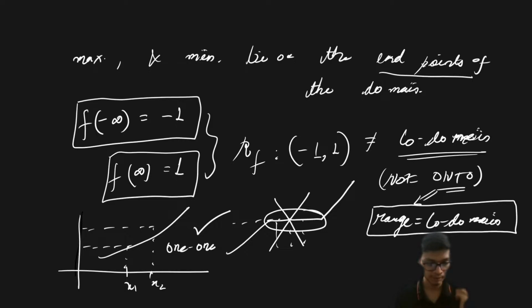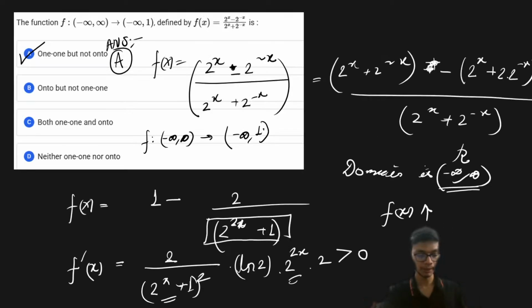Yes, Vinesh, I'm talking about that only. How to check for an onto function: whenever your range is equal to the codomain, it is an onto function. Is this clear, Vinesh? So this part is clear to all of you. I hope you understand how to solve the question.